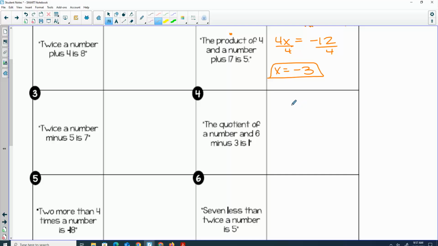Right. Number 4, the quotient. Quotient means we are dividing a number and 6. So we're doing a number divided by 6 minus 3 means equals 1. So that's the equation. Now if I want to solve that, first we have to get rid of the addition or subtraction. So we have to add our 3 over.